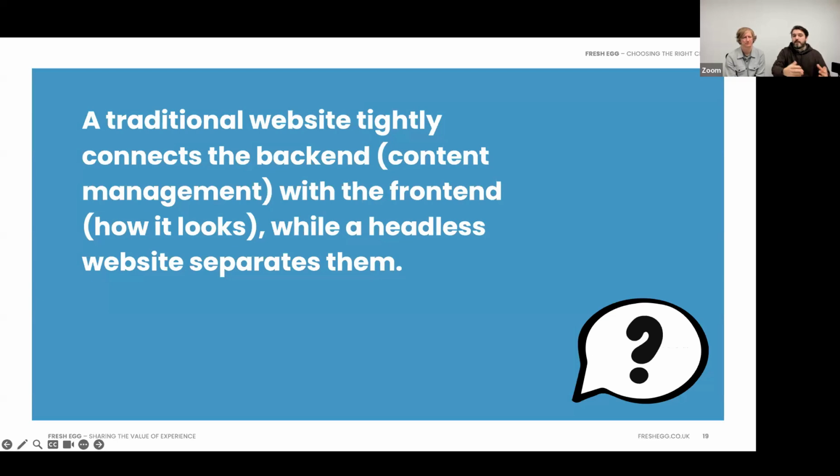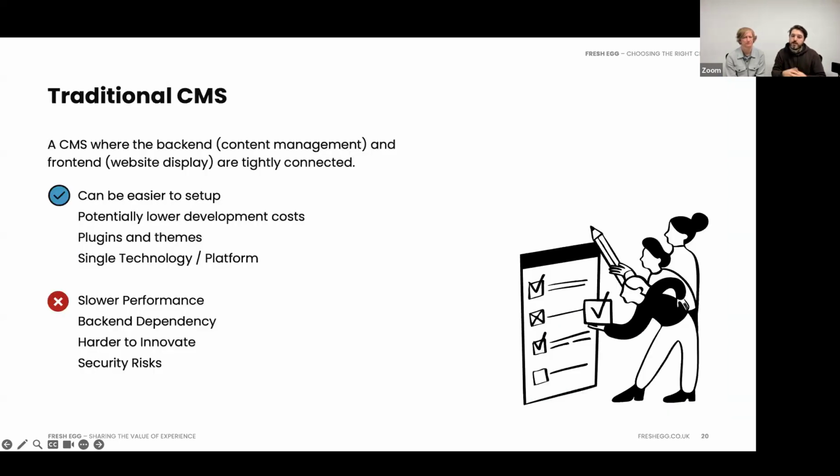So think of a website as made up of two parts. You have what we call your back end. This is your content management system and all the stuff that powers that, databases, where it's hosted, etc. Then you've got your front end, which is what the actual user interacts with and sees in the browser. And let me just switch over. So in a traditional CMS, you have these together. Your back end and your front end work together.